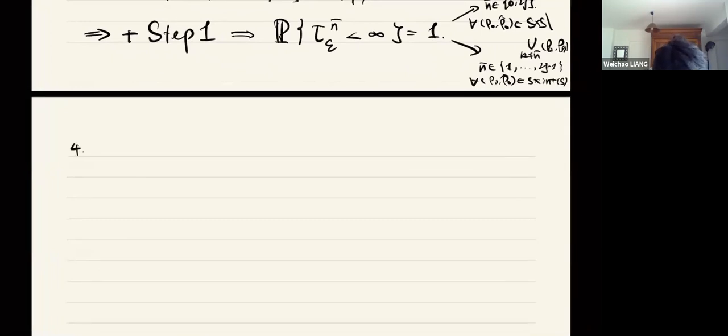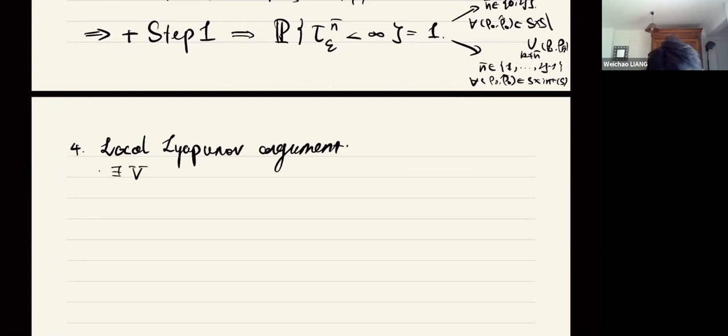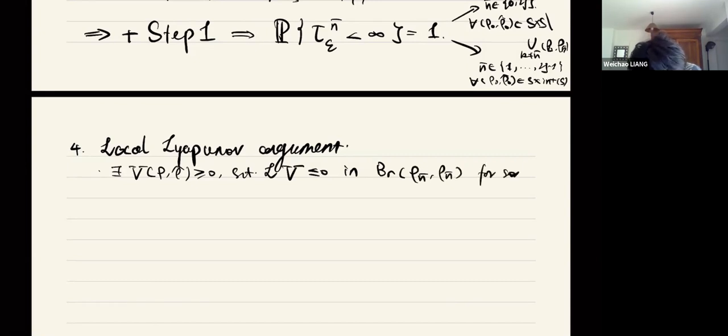For the fourth step, it is similar to the perfect case. Here we also use the local Lyapunov argument. Okay, and first we suppose there exists a candidate Lyapunov function, here the function of rho and rho hat, which is positive, such that the infinitesimal generator is negative in some neighborhood of the target state, and for some R positive, and also this function is bounded by a non-decreasing function of the distance between the actual state and the target state.